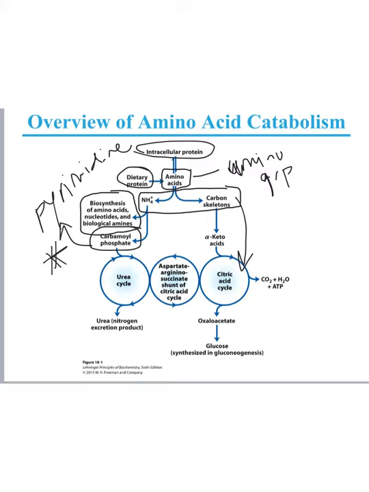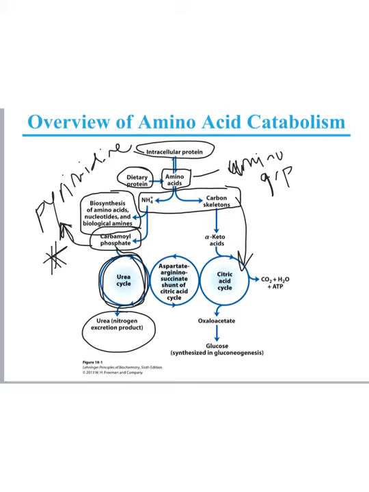The other thing that can happen is that carbamoyl phosphate has two fates. It can be used in pyrimidine synthesis. It can also lead into the urea cycle, and this is what we'll talk about later in this chapter. This is where you end up producing urea, and that is your nitrogen excretion product. So if we don't need that nitrogen, it's going to be excreted as urea.